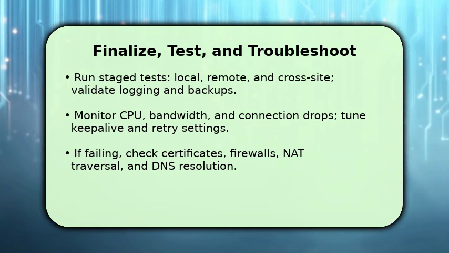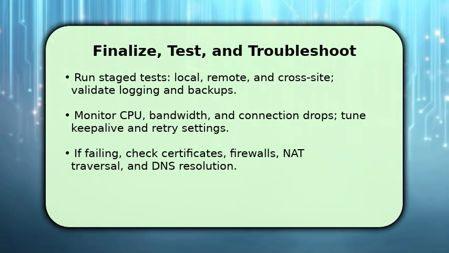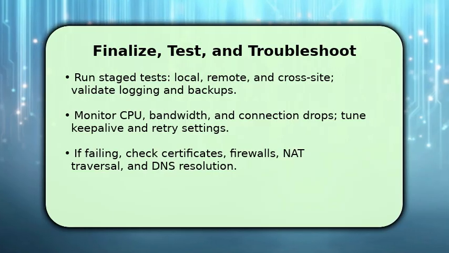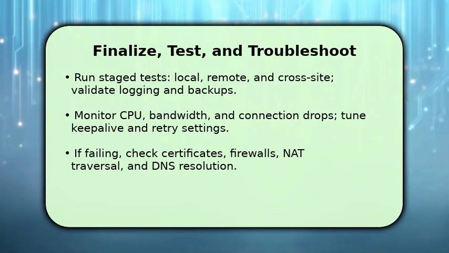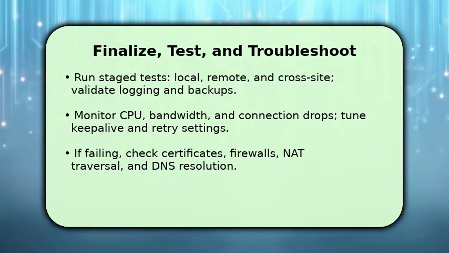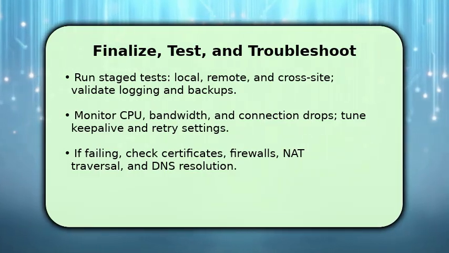If things go wrong, troubleshoot certificates, firewall rules, NAT traversal, and DNS. Fix one issue at a time and retest to isolate causes, ensuring secure, resilient VPN access for your animal company.